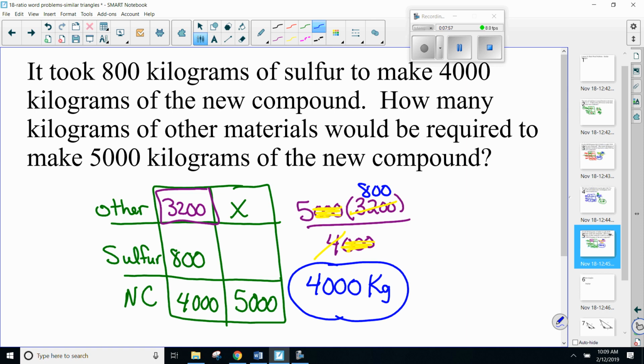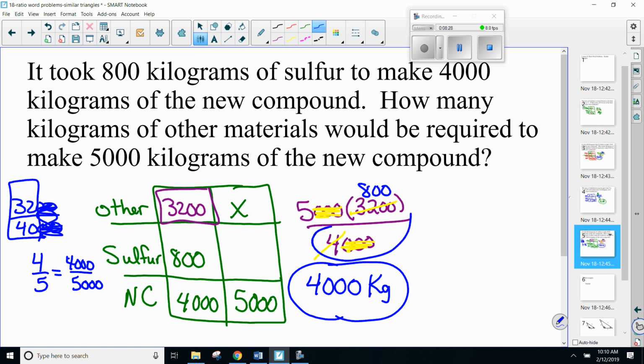Could you, if you wanted to, look at this. You had 3,200 over 4,000. How does that reduce? 4/5. 8 goes into 32 4 times, into 40 5 times. So you have 4/5. If this is a 5,000 right there, what's this got to be? 4,000. Reducing this right here is the same thing you're doing right here, in a way, when you're simplifying it. Are you okay with that?